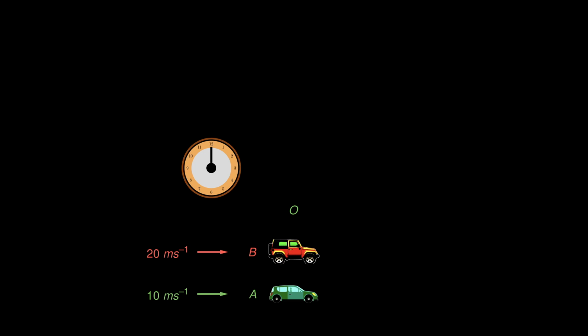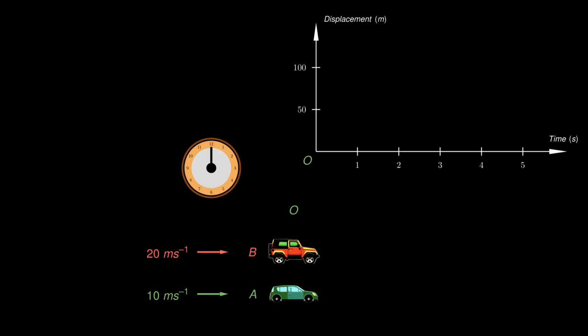Both vehicles move with constant velocities, so we can use a displacement time chart to represent their motion clearly. Since both vehicles cross point O at the same time, we'll consider point O as our reference point for measuring both displacement and time. Now, why do we choose point O as the reference point?